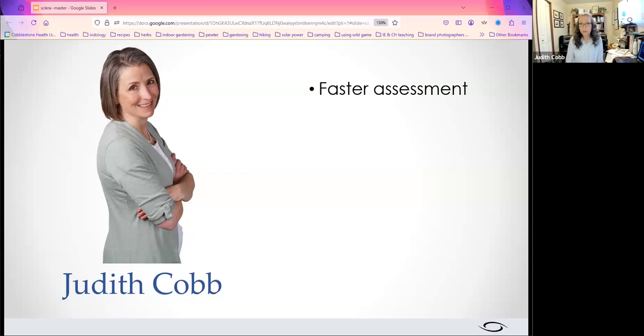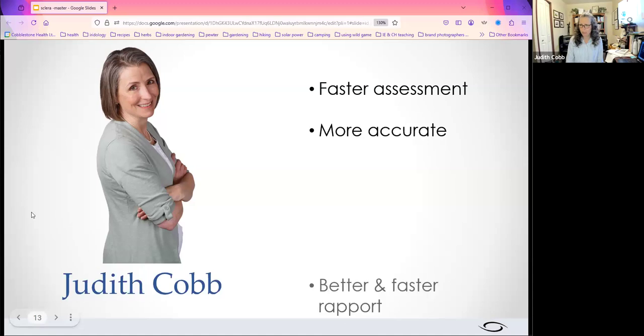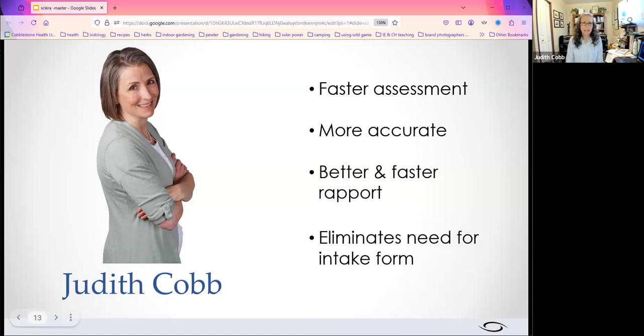But questionnaires waste time. They waste your client's time. They waste your time. If you want to assess your clients quickly and accurately, iridology and sclerology combined with their symptoms are the way to go. If you want to develop better and faster rapport with your clients, iridology and sclerology are the way to go. And again, this eliminates the need for an intake form. I have an intake form. My clients never see it. They fill out the release form, and then there's 3 pages of intake.